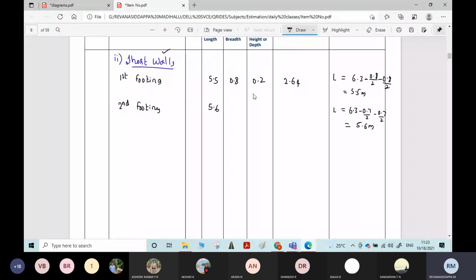Sir, for this the numbers will not come. I forgot the numbers. There are 3 numbers of short walls. Very important, 3 numbers of short walls. It is a must.